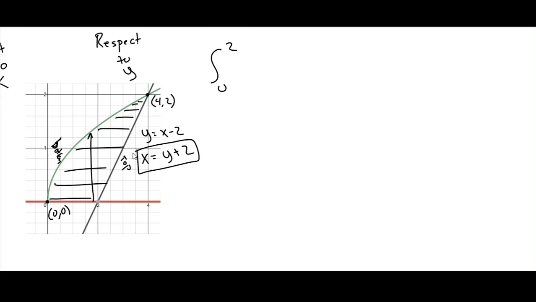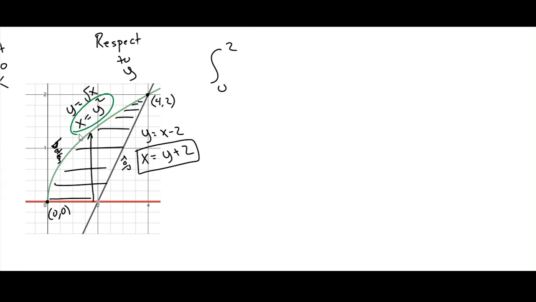And the other function, y is equal to the square root of x, we can rewrite as x is equal to y squared. See that? And x is equal to y squared would be our bottom function. If you tilt your head to the right and look at this graph sideways, x is equal to y squared is your bottom function, whereas x is equal to y plus 2, with your head still tilted to the right 90 degrees, you can see that this black line is now the line that's on top, okay?